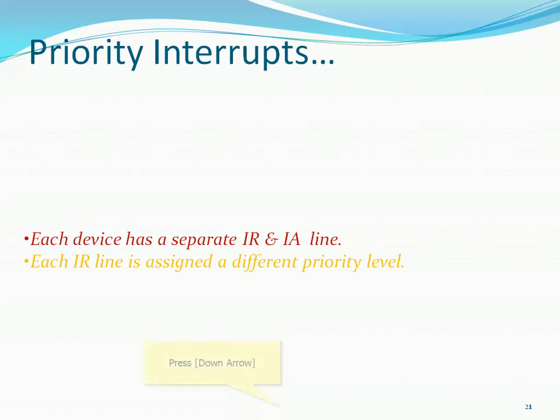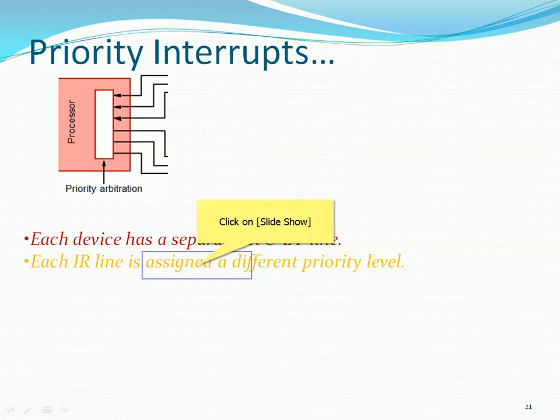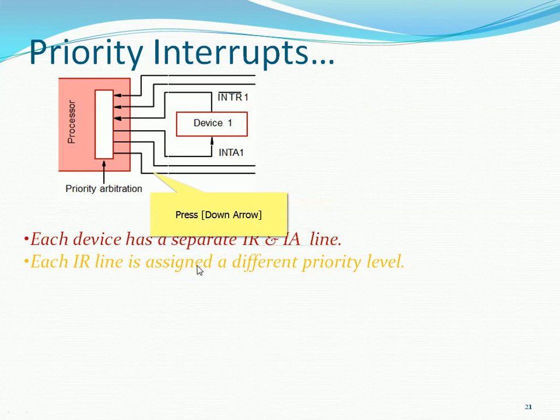So each device has a separate interrupt request and interrupt acknowledge line. Each interrupt request is assigned a different priority level. Let's consider this priority arbitration. There is a processor, and device 1 is connected. It may send a request to the processor. If the processor intends to provide service for that device, it will send an acknowledgement, saying okay, I am ready to provide a service.